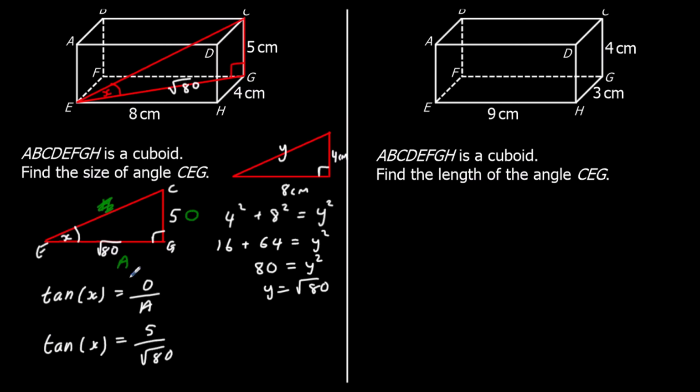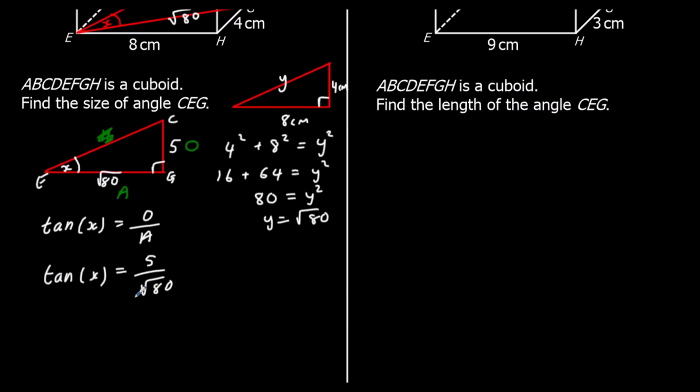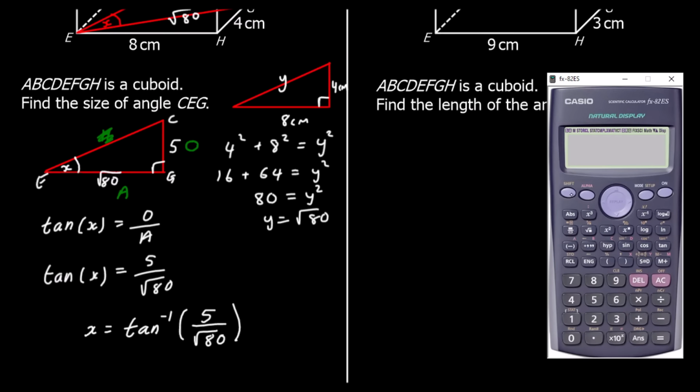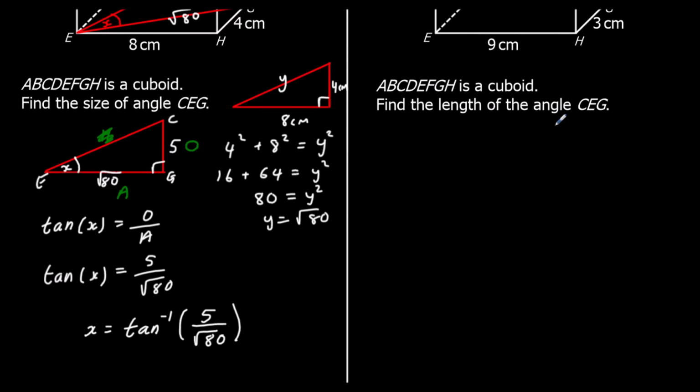We want to find the angle. So to get tan away from x, we do the opposite of tan, which is arctan or shift tan. So x is arctan, shift tan 5 over root 80. So shift tan 5 over the square root of 80. And we get 29.2. And it's in degrees. 29.2 degrees to 1 decimal place.